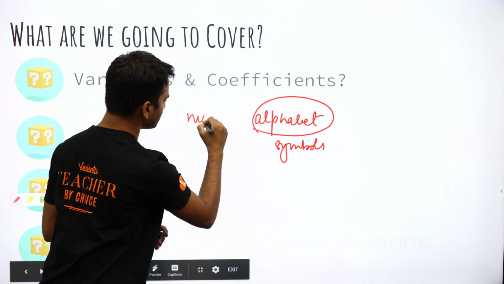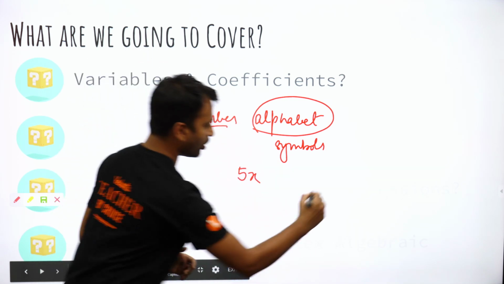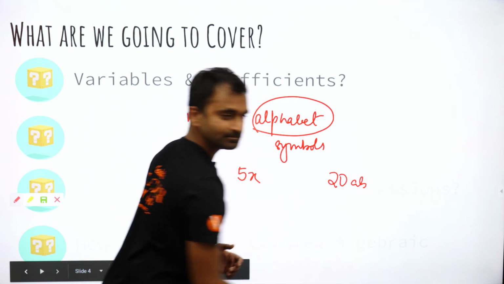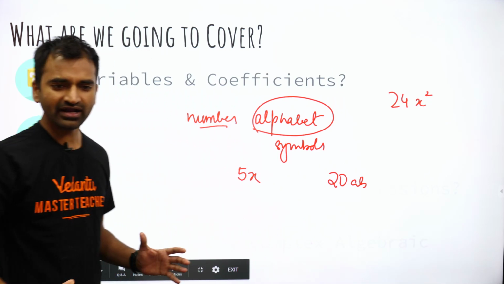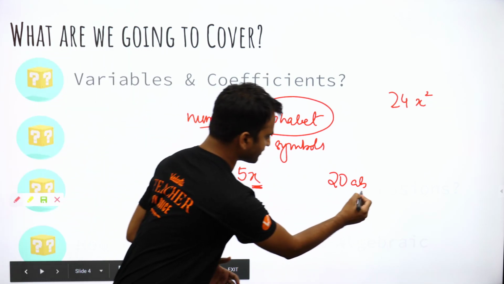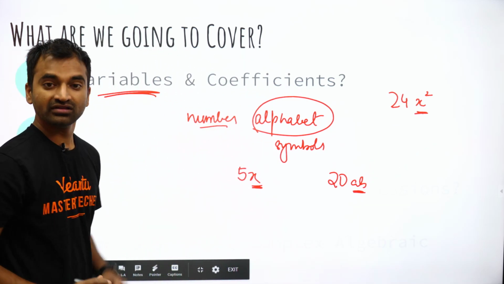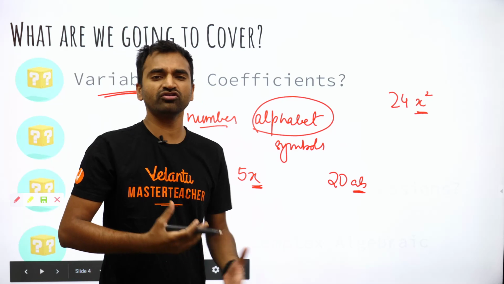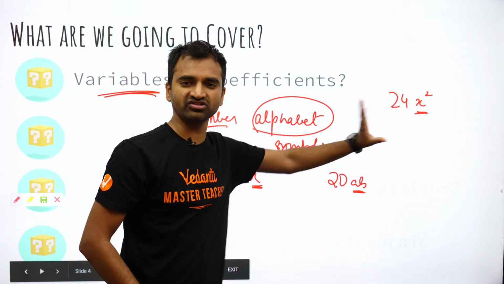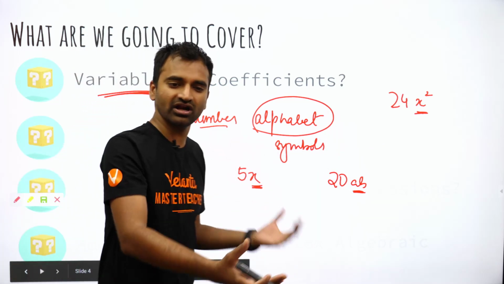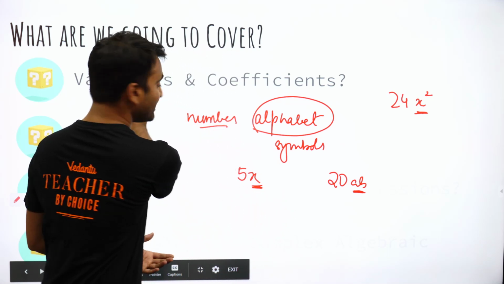And the other is a number. Have you seen that? For example, 5x or 20ab or 24x square, right, everyone? So this part right here is what we call variable. The reason why we are using a symbol is because we don't know, right? It can be anything. We are just assuming it to be some symbol. It can be X, it can be A. If there are two variables, it can be A and B, so on and so forth, right? So this is what we call variable.